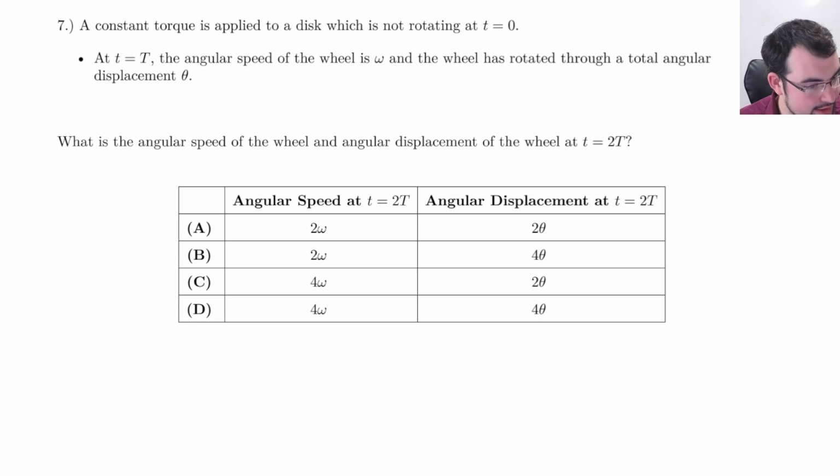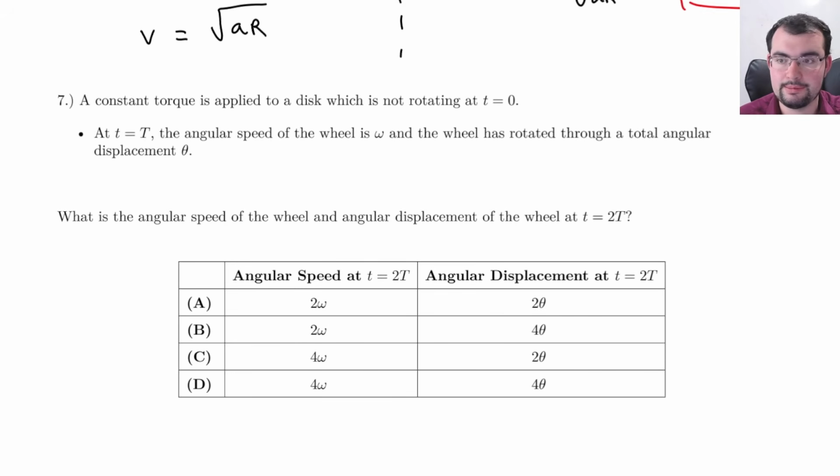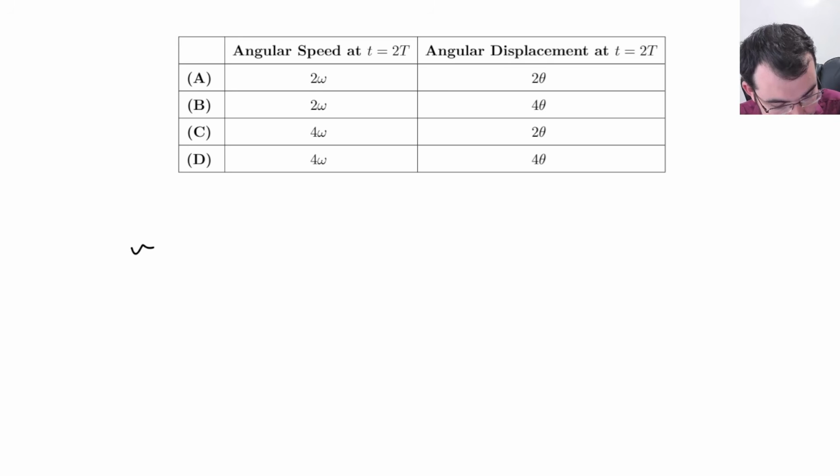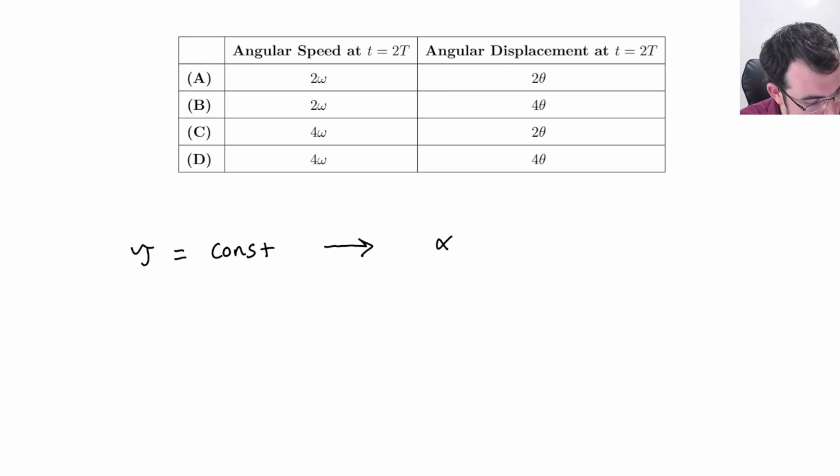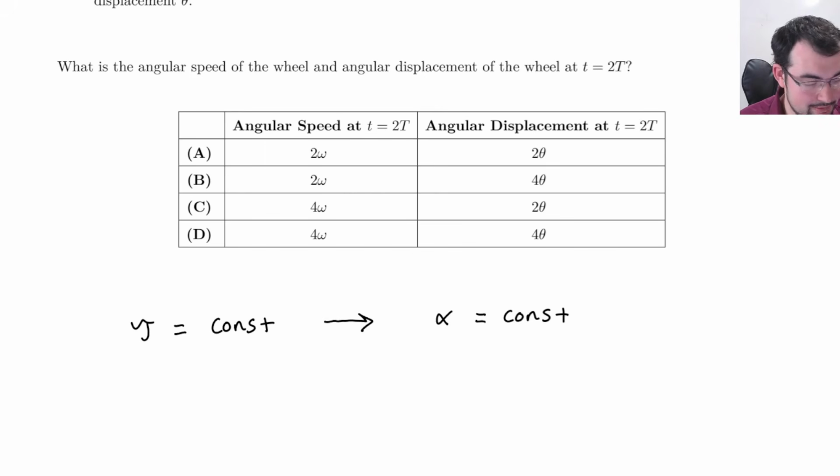All right, constant torque is applied to a disk which is not rotating at t equals 0. At t equals capital T, the angular speed of the wheel is omega, and the wheel has rotated through an angular displacement theta. What is the angular speed of the wheel and angular displacement of the wheel at 2T, so just twice the time later? Well, this is a kinematics question. And the fact that we know constant torque tells us that if tau is a constant, that means that we're going to experience constant angular acceleration. So we can just use some kinematics.